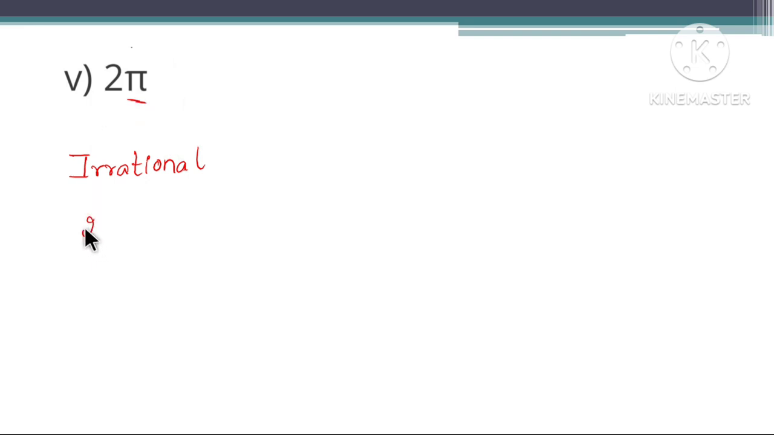Otherwise, if you need the method, here the pi value is 3.14 and something we are getting after the decimal point. So this is irrational, this is rational. When you multiply these, you are getting the answer 6.28 and something, that is non-terminating, non-recurring. Non-terminating, non-recurring terms are always irrational. Here the value of 2 pi is irrational.